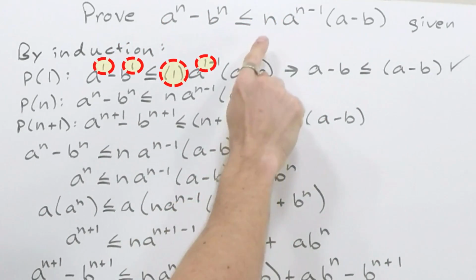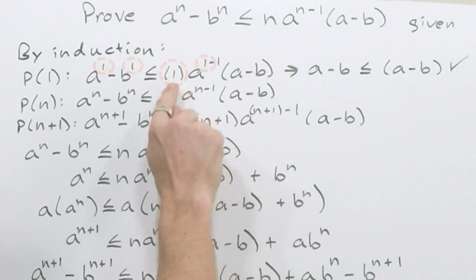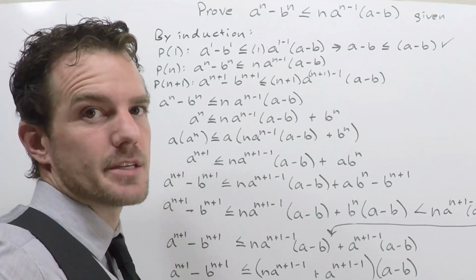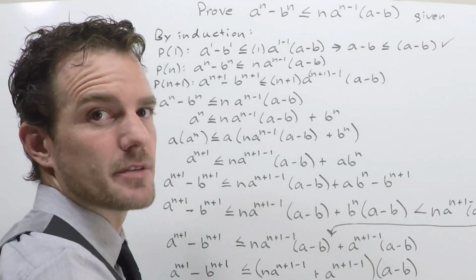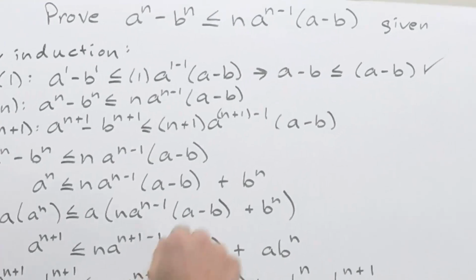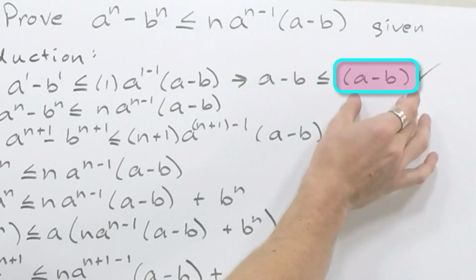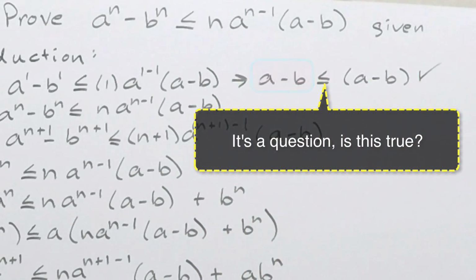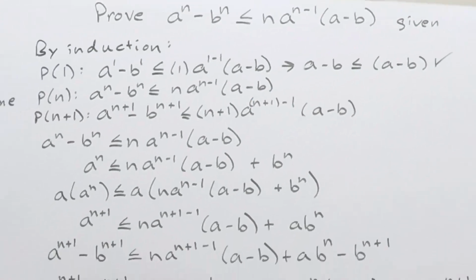On the right side, we replace all of these with 1's. And of course, a to the 1 minus 1 is a to the 0, but a to the 0 is just 1. A was a positive number in the first place. So we end up with a minus b on the right side of the inequality. So a minus b is less than or equal to a minus b. Well, since it's equal to, it meets the requirements of that inequality.